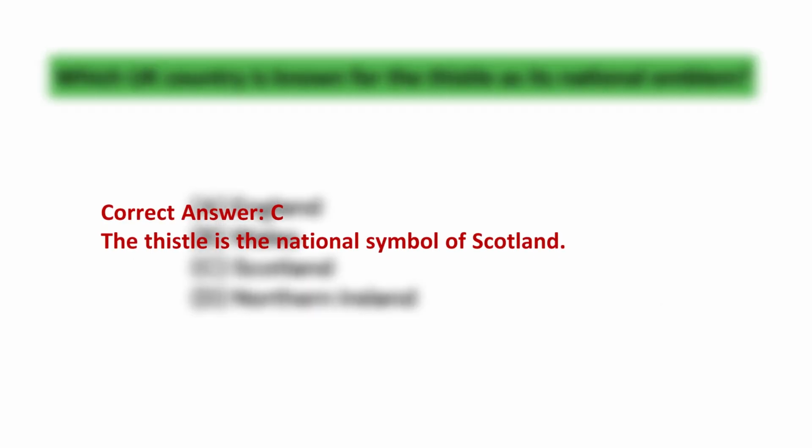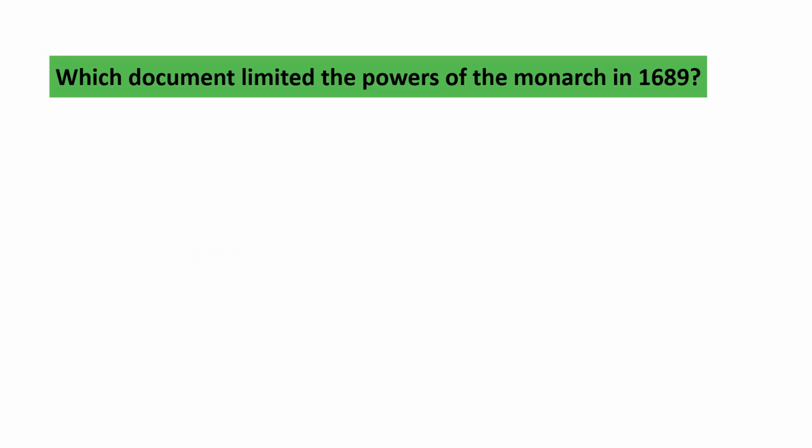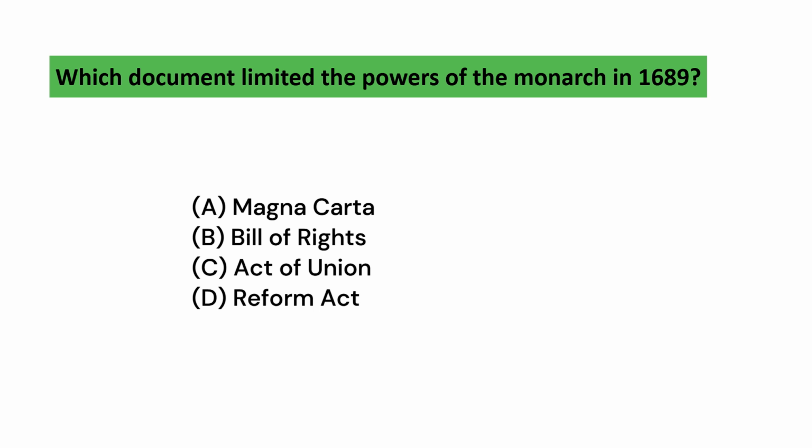Correct answer: C. The thistle is the national symbol of Scotland. Next question. Which document limited the powers of the monarch in 1689? Options: A. Magna Carta. B. Bill of Rights. C. Act of Union. D. Reform Act.